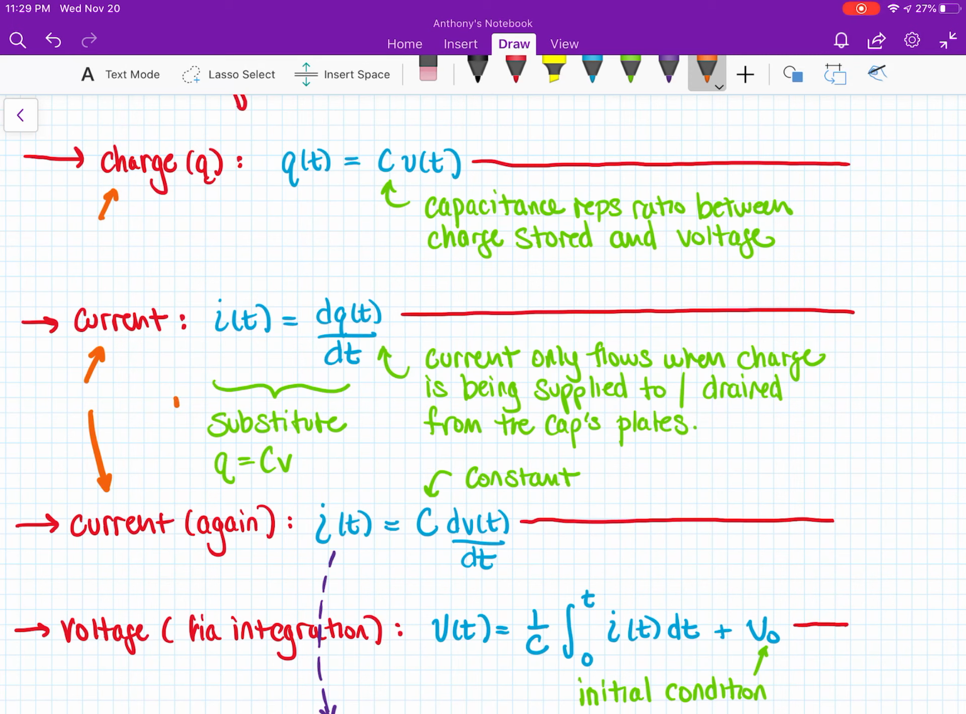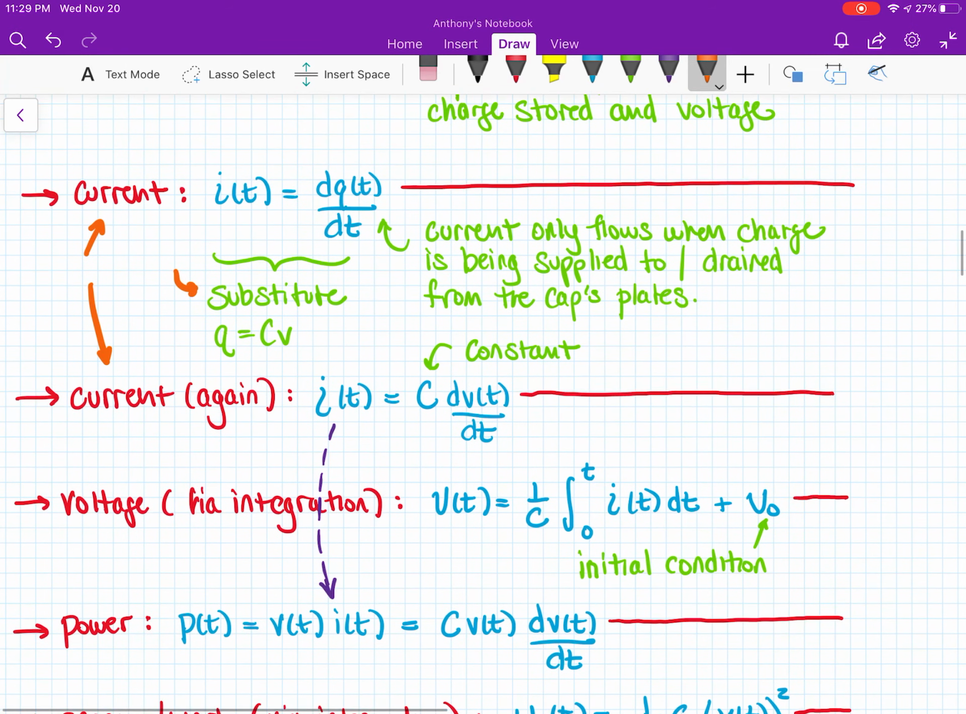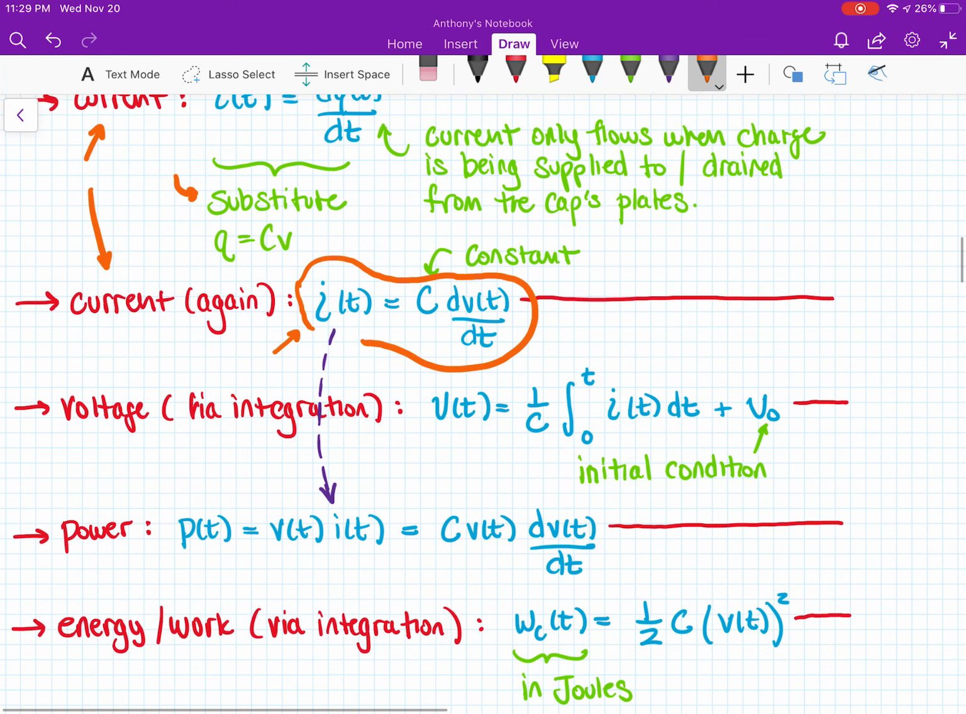Now, if we substitute in Q equals CV, then we get the next expression, which is I equals C dV(t)/dt. And this here is one of the governing expressions that we are going to be using when we talk about capacitors. We can also flip that expression around and use integration in order to look at the definition of voltage with respect to current.